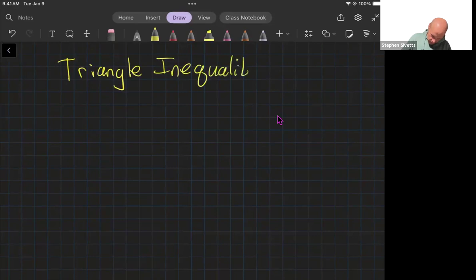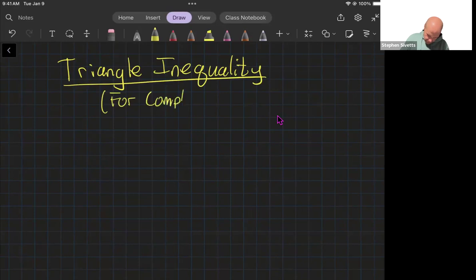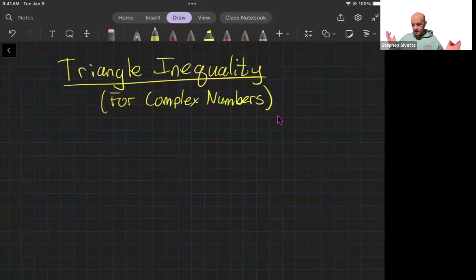Triangle inequality. Okay. And this is for complex numbers. For complex numbers, there's similar triangle inequality theorems, but they will behave the same. Okay, especially for complex numbers.